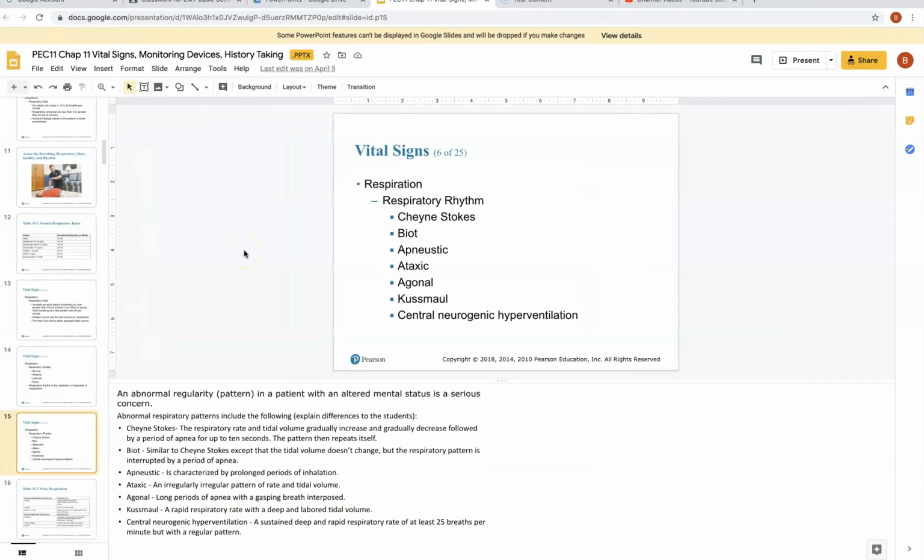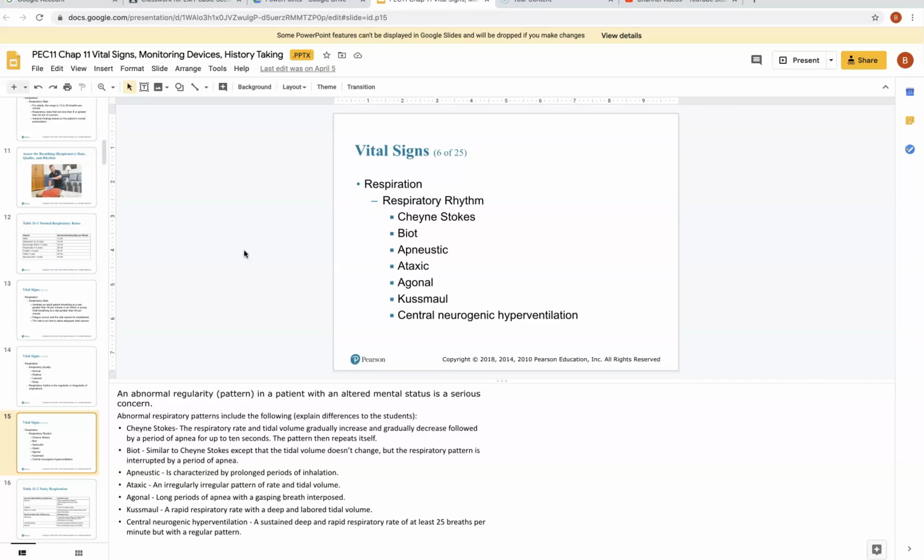Cheyne-Stokes, however you want to say it. The respiratory rate and tidal volume gradually increases and gradually decreases, followed by a period of apnea for up to 10 seconds. So apnea is no breathing. The pattern then repeats itself. Biot is similar to Cheyne-Stokes, except that the tidal volume doesn't change, but the respiratory pattern is interrupted by a period of apnea.